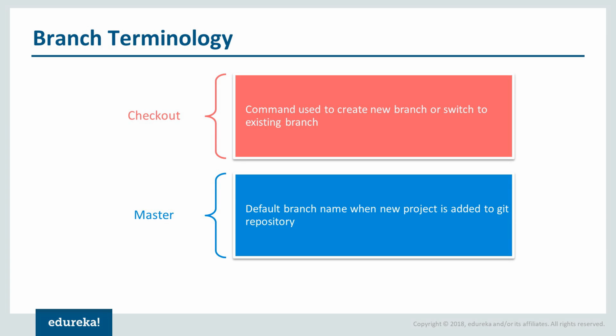For example, as I said, master is the default branch that you will have, and in addition I'm creating a new branch, dev. If I'm on master, then I'll just do git checkout dev and I'll switch to that branch. And again, master is the default branch, as I said earlier.